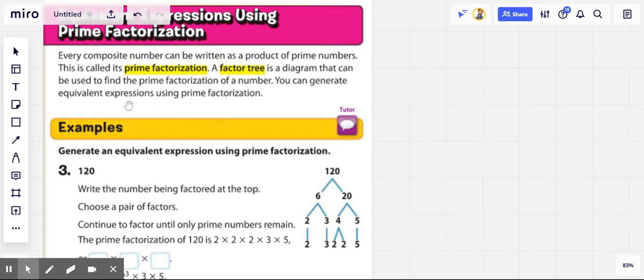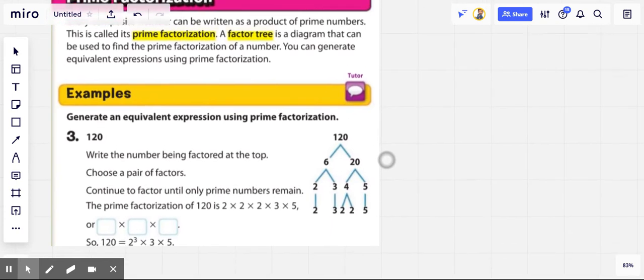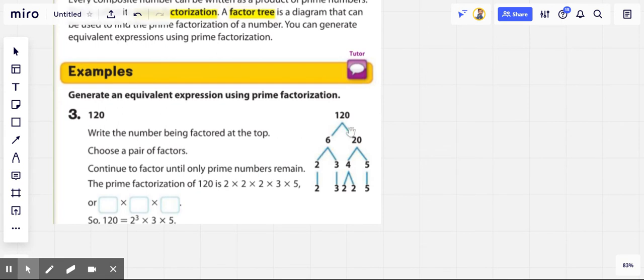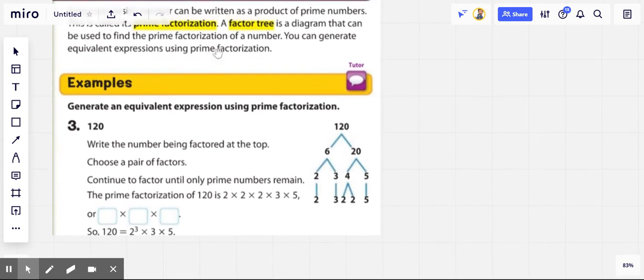You can generate equivalent expressions using prime factorization. All right, so let's look at example 3. Over here to the right, that's the factor tree that they're talking about. It's the diagram that can be used to find the prime factorization of a number. It says write the number being factored at the top. So they did 120 up here.